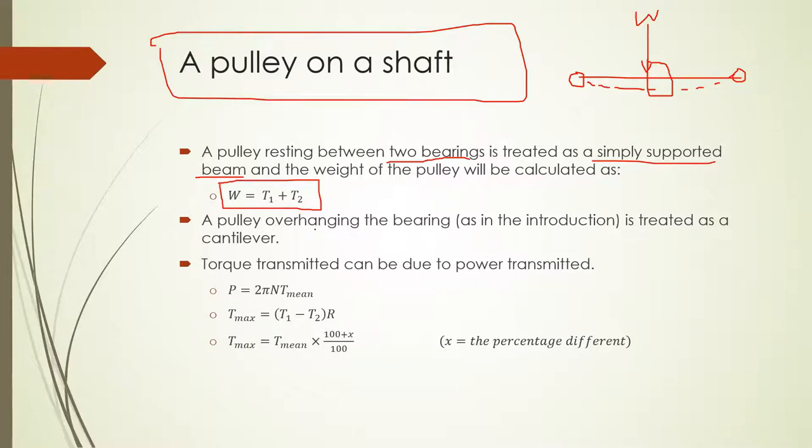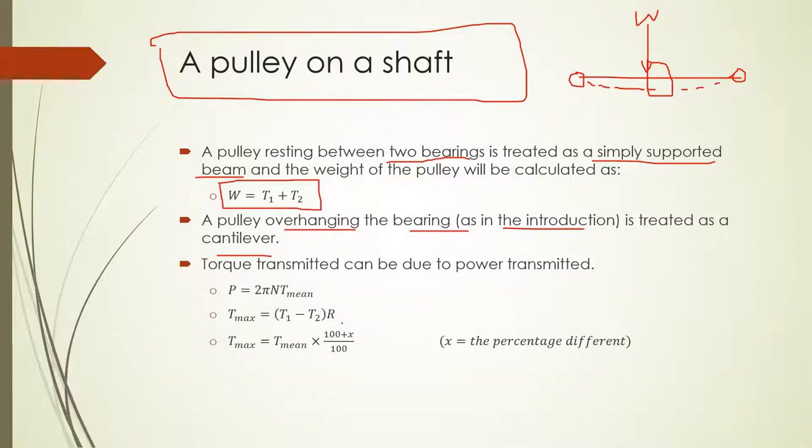Now, when a pulley overhangs a bearing, as in the introduction, it is treated as a cantilever. So, between bearings, simply supported; overhanging a bearing, that's a cantilever. Remember, chapter 3 equations, they apply here.